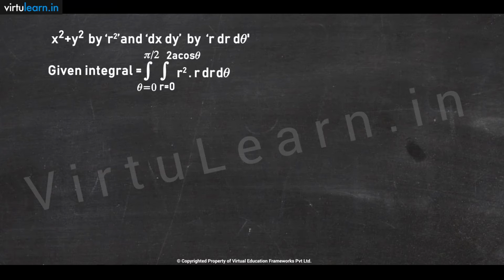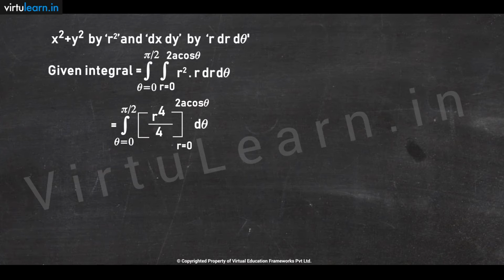Or it can be initially integrated with respect to r to get the integral theta is equal to 0 to pi by 2, r to the power 4 by 4, to be evaluated at r is equal to 0 and 2a cos theta. Substituting the limit, we get 16 a to the power 4 by 4, integral theta is equal to 0 to pi by 2, cos theta to the power 4 d theta.